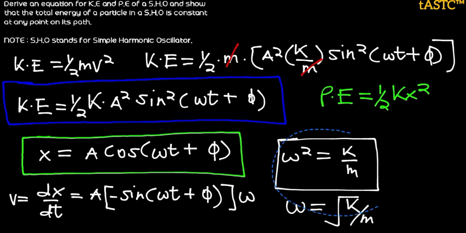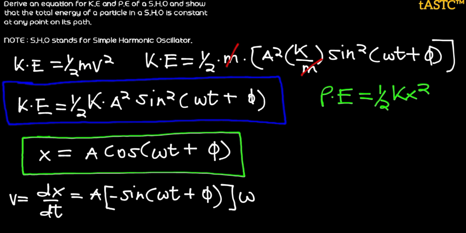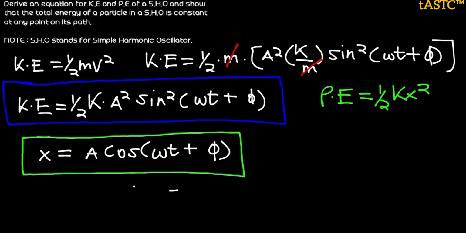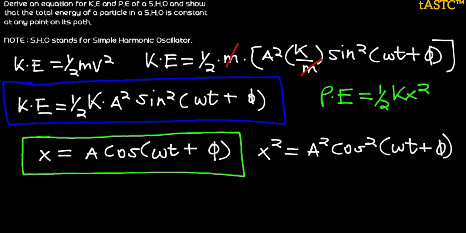So I'm going to take these ones out. Hopefully by now you remember them, so I don't really need to write them there no more. Now, the only thing I need to do is to square x. So I need to square this. Now if I square this, this is going to be x squared equal to a squared. And here we're going to have a cosine squared omega t plus phi. So this is what I'm going to have for that one.